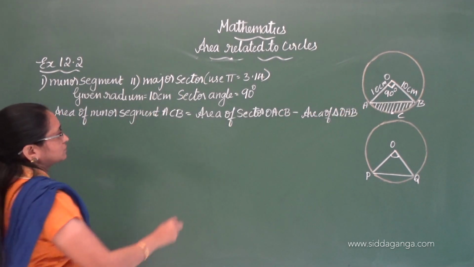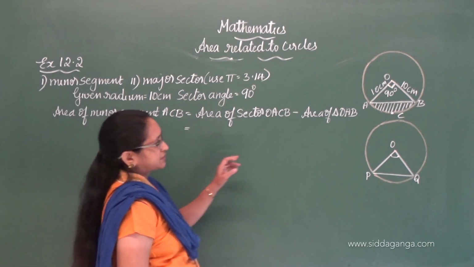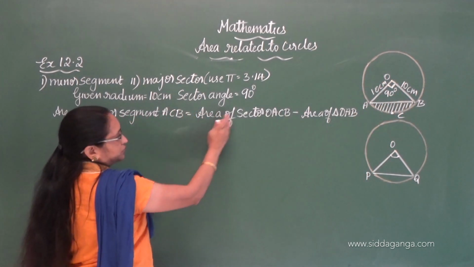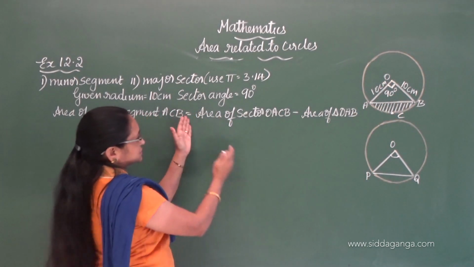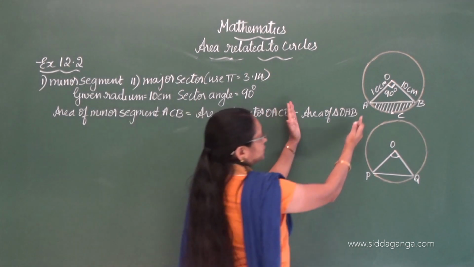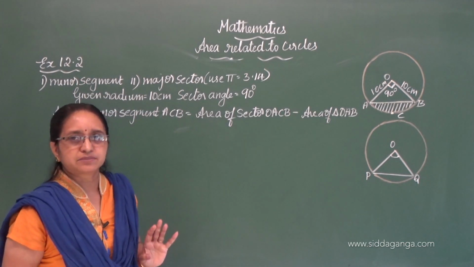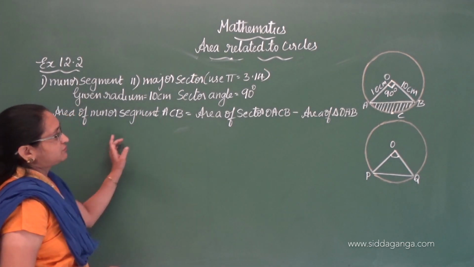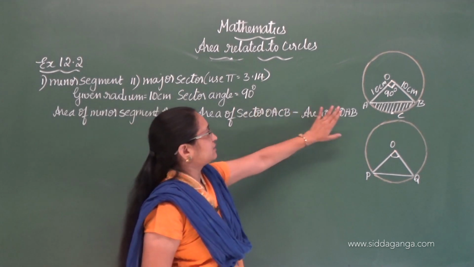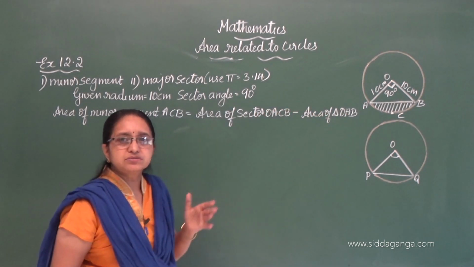Now how to find the area of the sector? You all know, you have the formula. First I will find the area of the sector OACB, separately I will find the area of triangle OAB, then I am going to subtract. Is it clear?